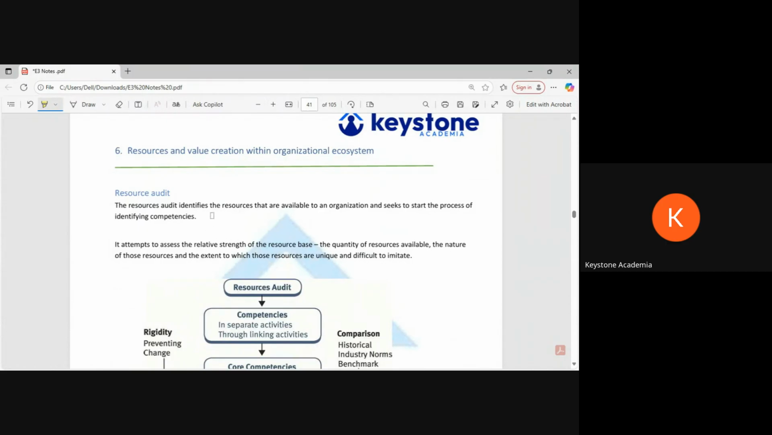So how is this opportunity coming? If we do a proper resource audit, it attempts to assess the relative strength of the resource base, the quantity of resources available, the nature of those resources, and the extent to which those resources are unique and difficult to imitate.